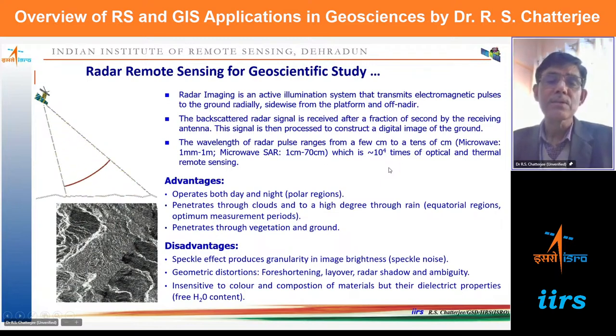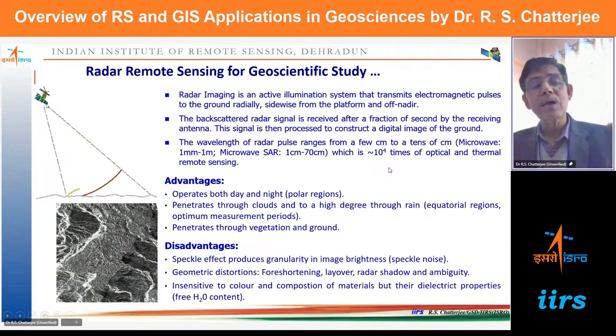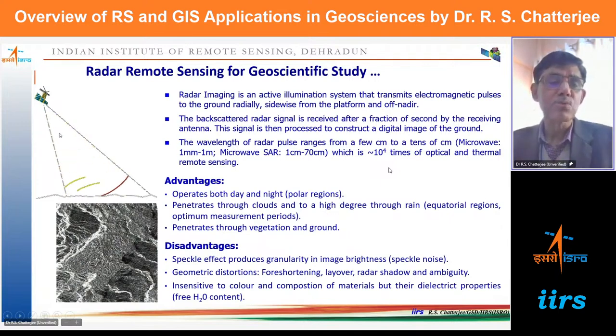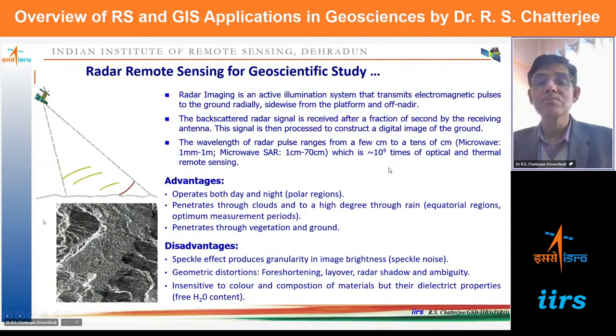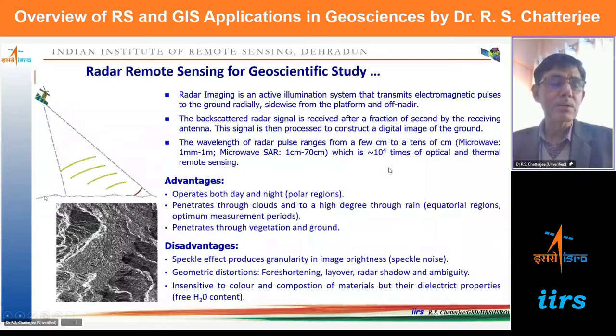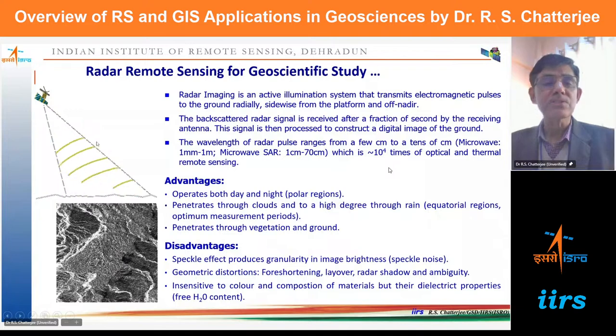Okay. Now you see radar imaging is an active illumination system. You see here the red color is basically the transmitted pulse. So the antenna is transmitting this radar pulse. So this is the active sensor. It is transmitting these electromagnetic pulses. Then it is coming down radially to the ground, sidewise from this satellite, and off nadir. The nadir is here. It is off nadir, isn't it? It is coming radially as the radial distance, then sidewise on one side, and off nadir.